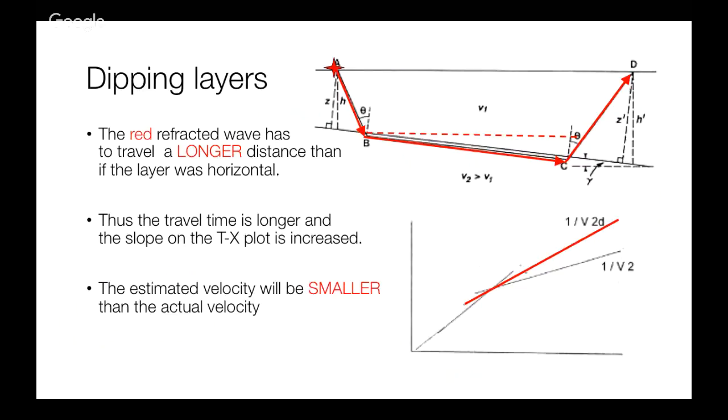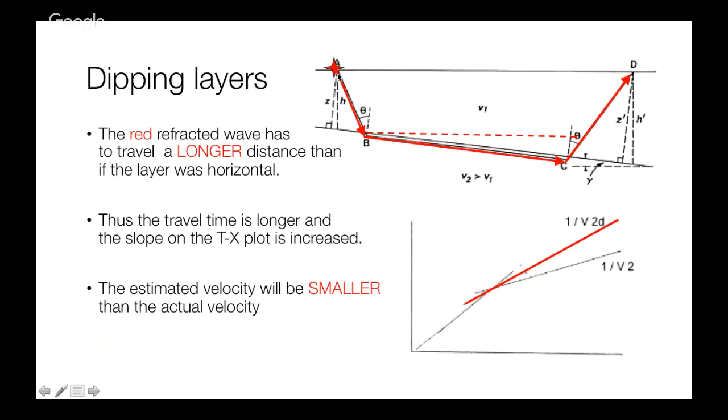And then instead of having flat-lying layers, we can also have dipping layers. So basically, when we have dipping layers, things are a little different. Depending on if your shot is up dip or down dip, you're going to get different velocities out of it when you try to do your refraction analysis.